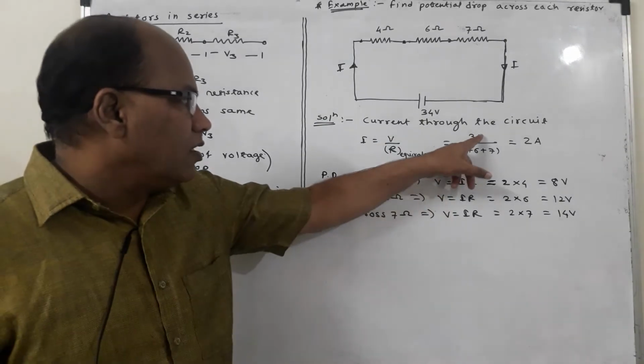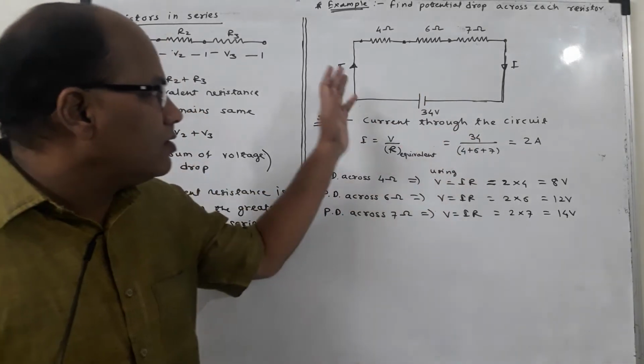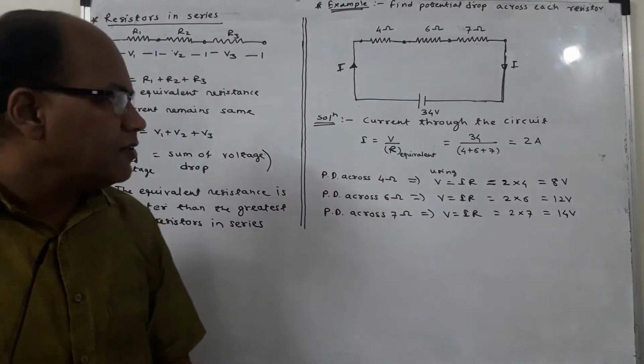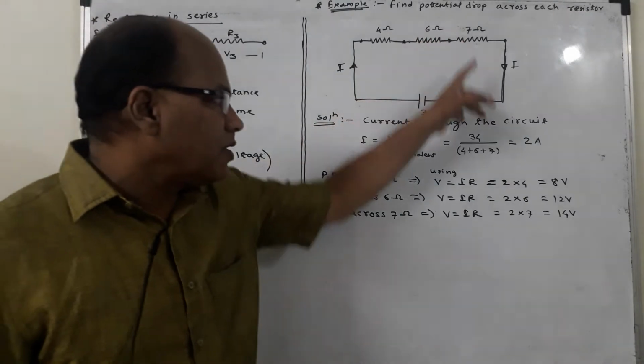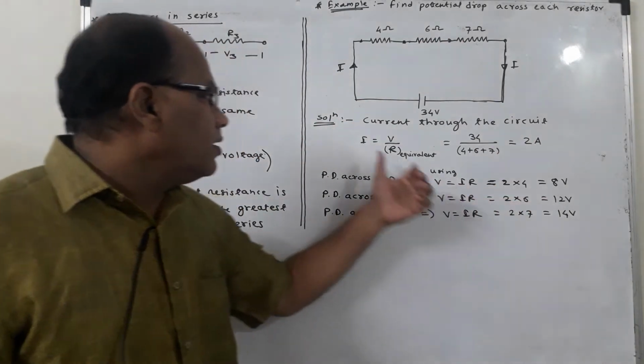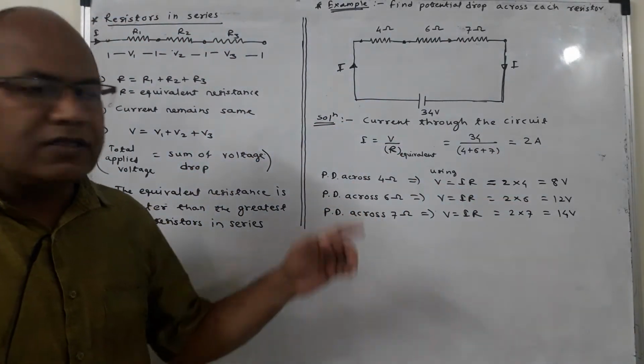V is given as 34. R equivalent, as the resistances are connected in series, will be the sum of all these resistances. So 4 plus 6 plus 7. So 2 amperes is the current flowing through the circuit.